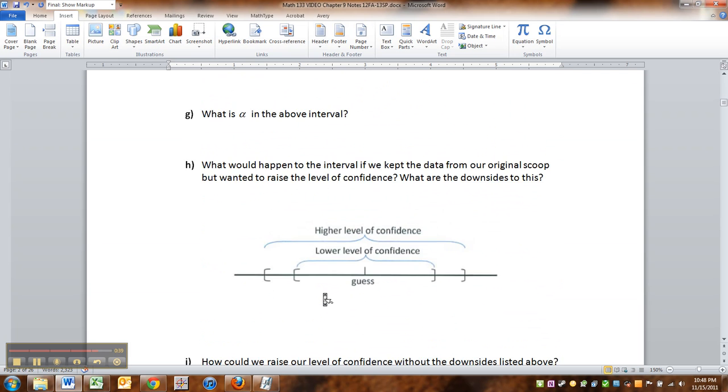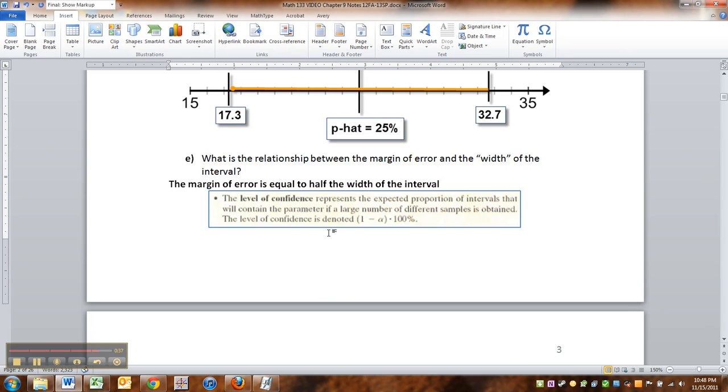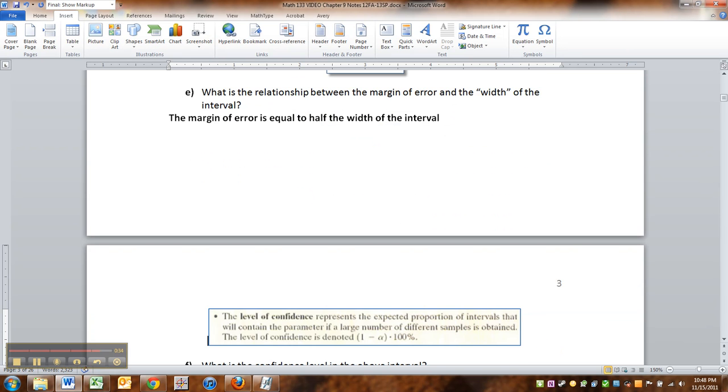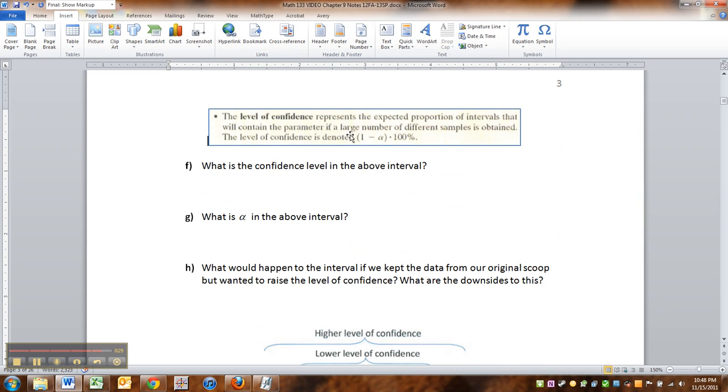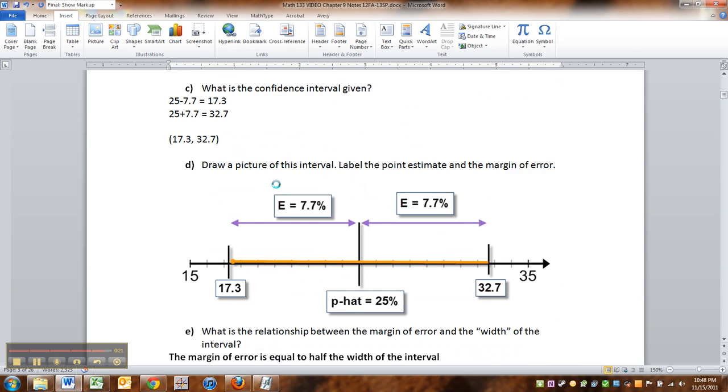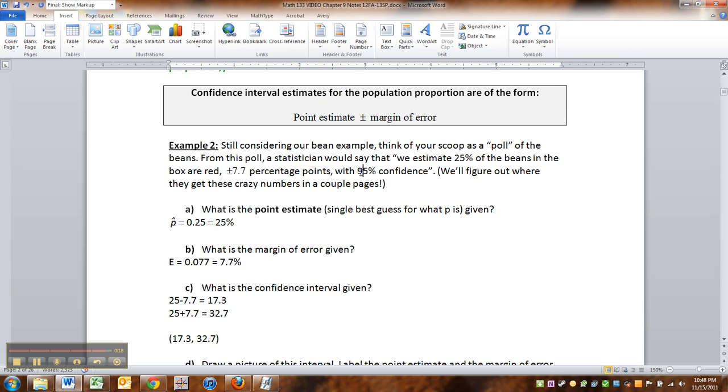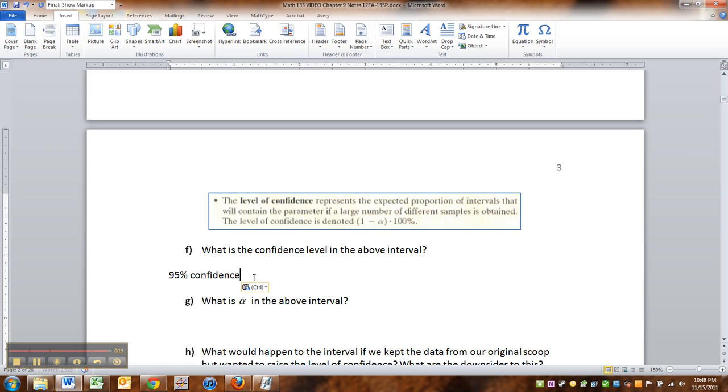I can't remember if that's the start of the next page or not, so let me bring it here. The level of confidence represents the expected proportion of intervals that will contain the parameter. Notice it says 1 minus alpha. That's the same alpha we saw in chapter 7 and chapter 8. So if we look above, what was the confidence level? They tell us right here: it's 95% confidence. And if that's the case, then what's alpha? Well, alpha is the complement. It's 1 minus the confidence level, which would be 0.05. There you go. See you next time.